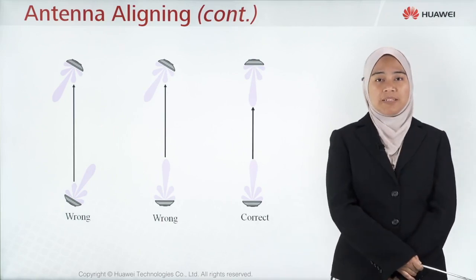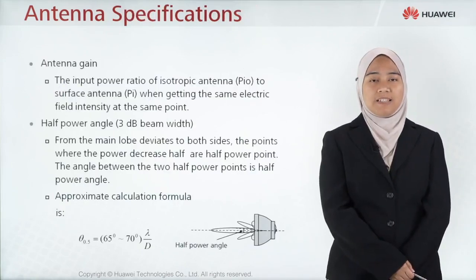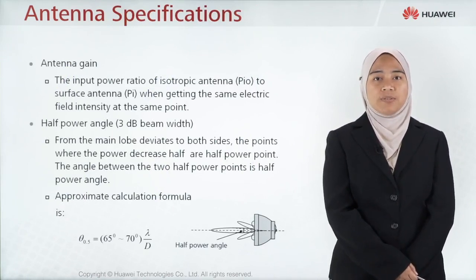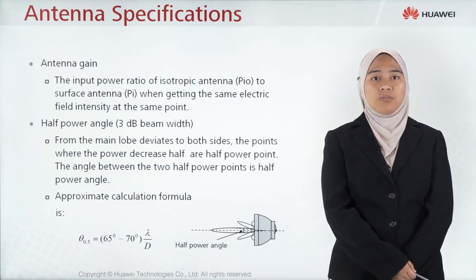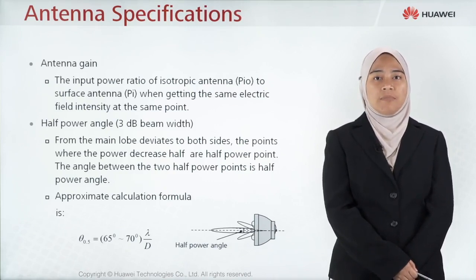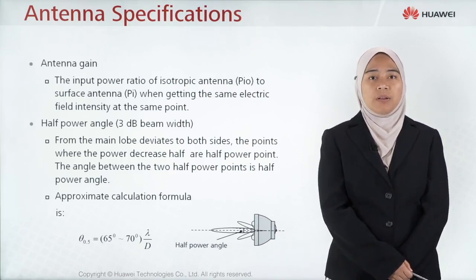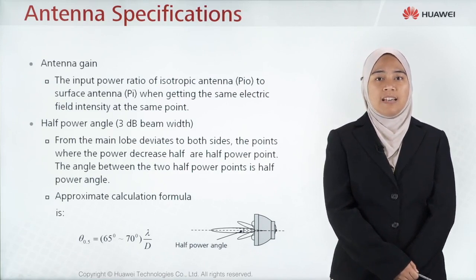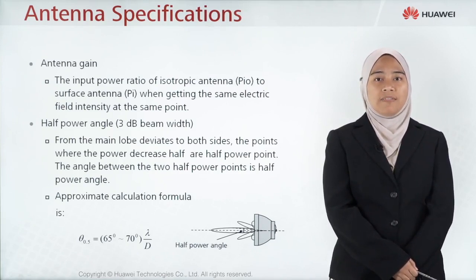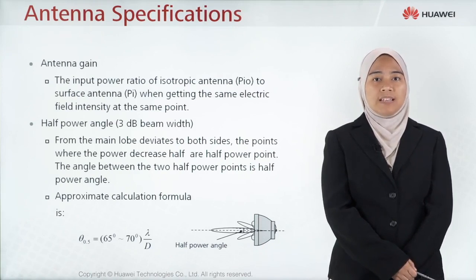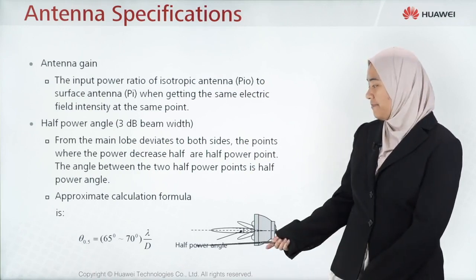There are four antenna specifications. The first one is the antenna gain, the input power ratio of an isotropic antenna, PIO, to a surface antenna, PI, when getting the same electric field intensity at the same point. Second is the half power angle, or 3 dB beamwidth. From the main lobe deviating to both sides, the points where the power decreases by half are half power points. The angle between the two half power points is the half power angle. The approximate calculation formula is shown here.